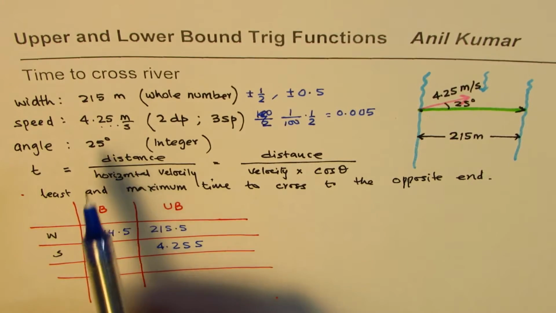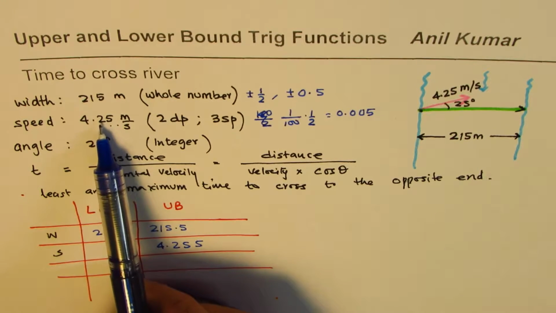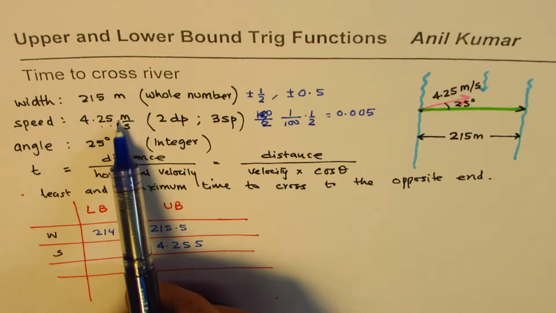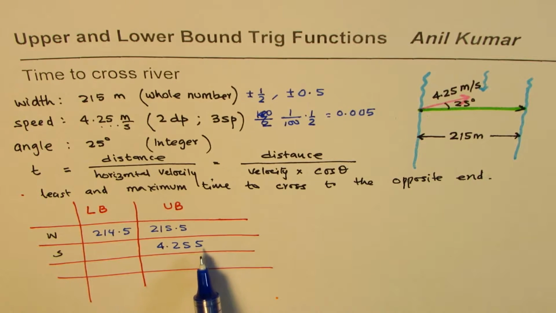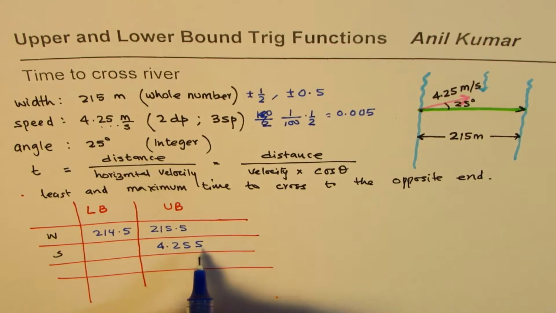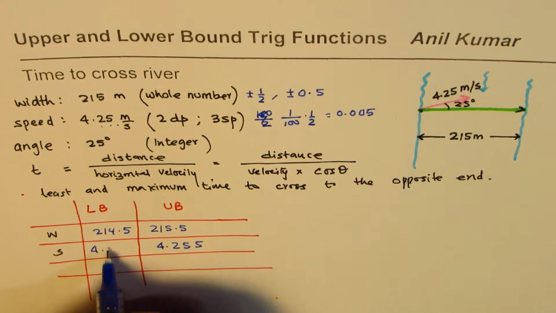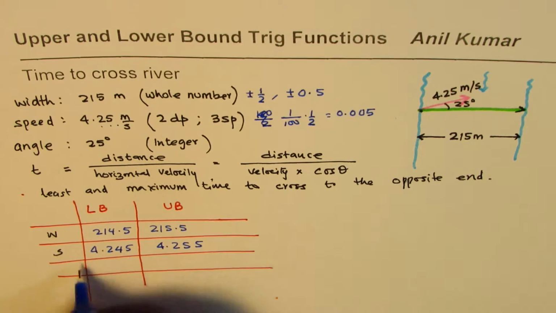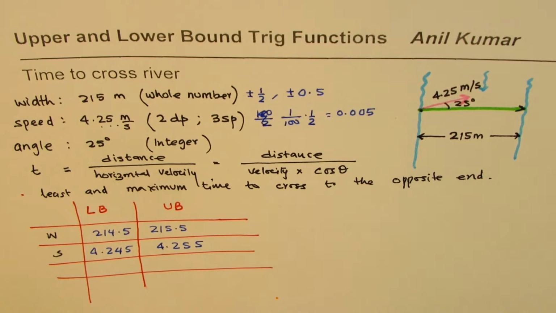Okay? So think it is 250. So 250 becomes 255, and lesser will be 245. Is that okay? So 4.245. Right. So anyway, you could use calculator also.